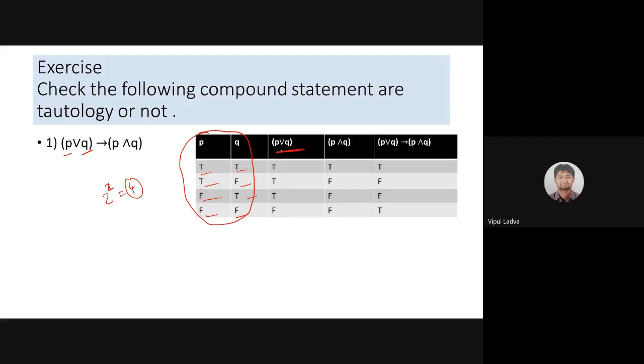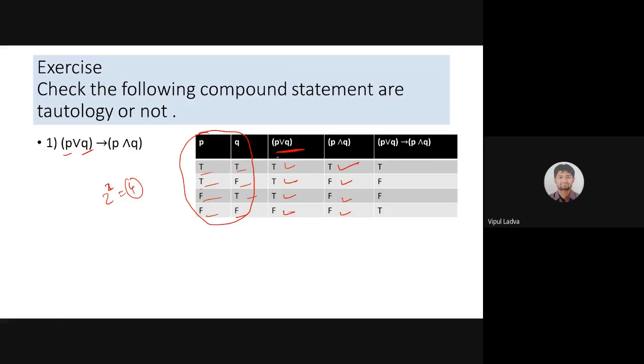Now, first of all, let's try to identify P disjunction Q. We know that P disjunction Q is always true if at least one of them is true. If both of them are true, it's true. When both of them are false, the disjunction is always false. And when we look for the conjunction between P and Q, we know that it will be true if and only if both statements have the truth value true. So for the first case, true gives you the value true, and in all the other cases the values will be false. Good.